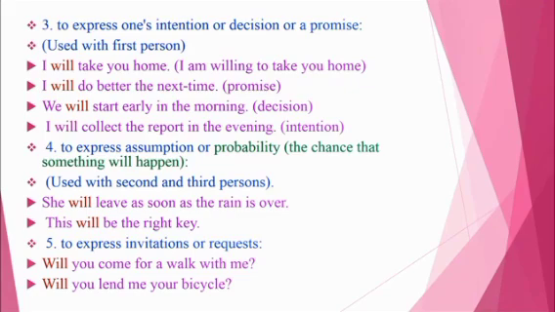The next sentence is I will collect the report in the evening. This sentence denotes intention. The fourth usage is that will is used to express assumption or probability. So what is meant by probability? Probability means the chance that something will happen. Will is used with second and third persons also. Now let's see some example sentences.